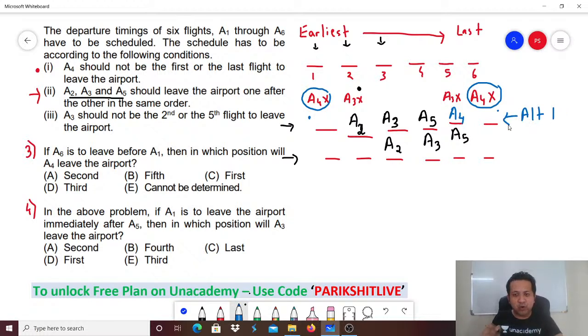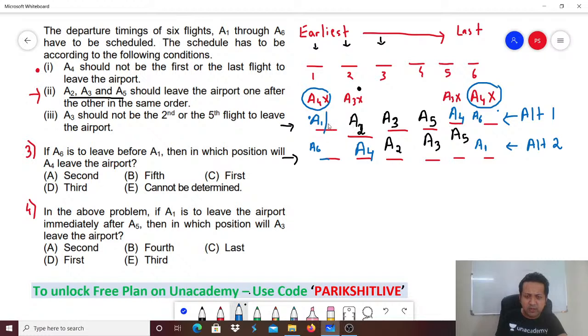Similarly, in alternative 2, remember A4 cannot be the first and the last. So it means A4 has to be the second one. So now there are only 2 possibilities. Who are the 2 remaining? A1 and A6. In any order they can go. A1 can come here, in that case A6 will go there. Or A6 will come here, in that case A1 will go here. So in any order, A1, A6 or A6, A1. So these are the 2 alternatives that I have.